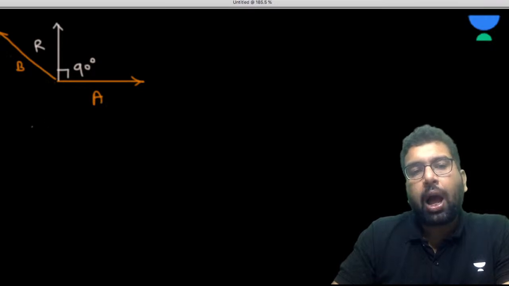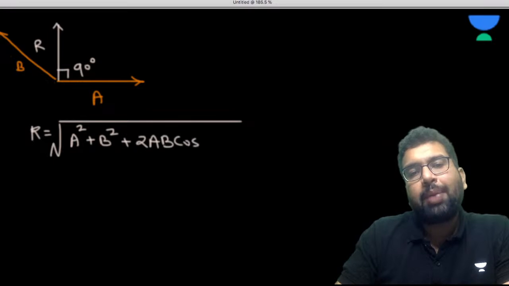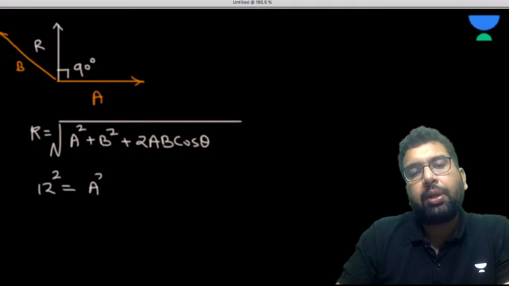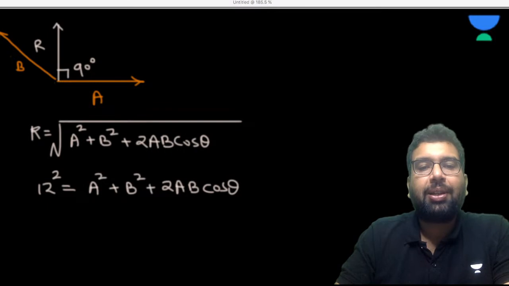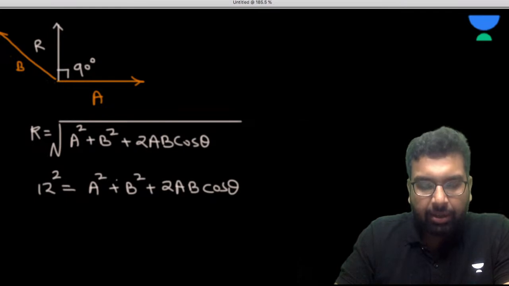Now R, we understand, is equal to root over A square plus B square plus 2AB cos theta. R is given to us, sir, its magnitude is 12. So we can write 12 square is equal to A square plus B square plus 2AB cos theta. Sir, we have three variables here. So we cannot do it this way. There is some problem.